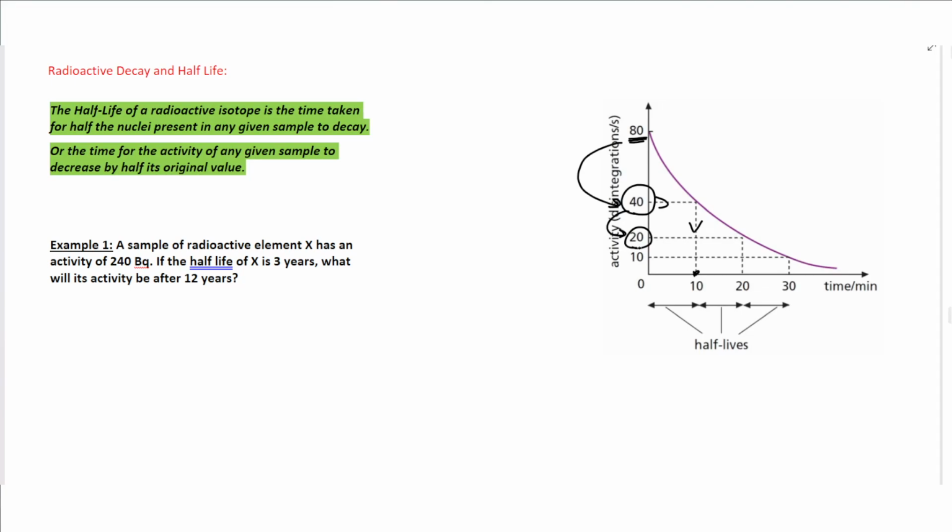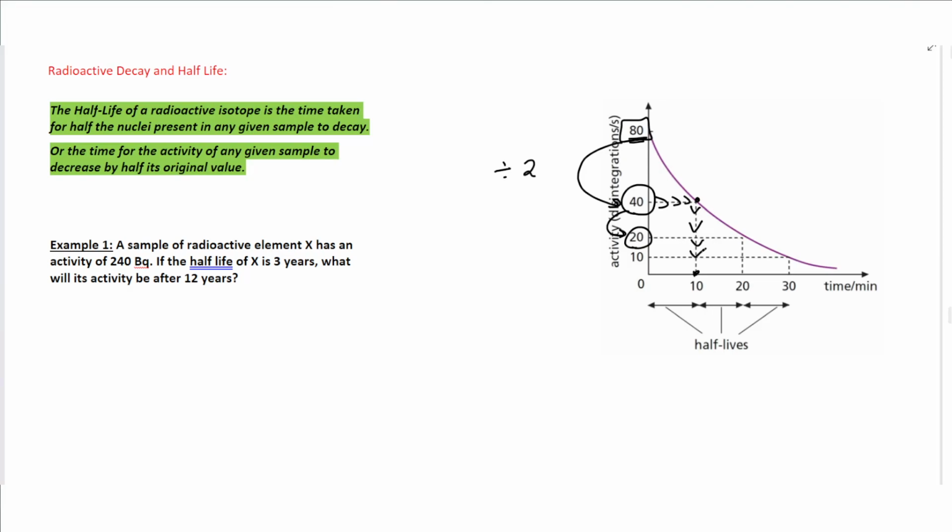So this is the shape of the graph for the activity corrected for background. If you have a question where there is a graph that you can use to find the time, you take the initial value, you divide it by 2, and you get the new value, and go on the graph to see which time it takes.